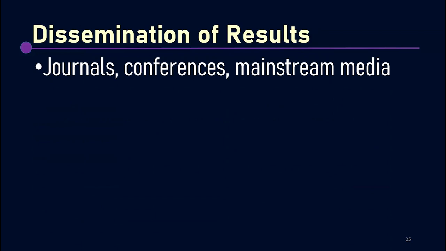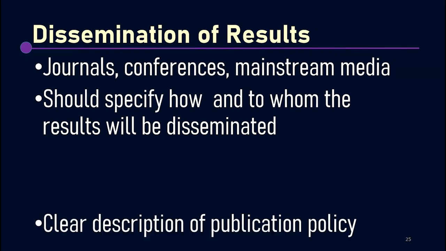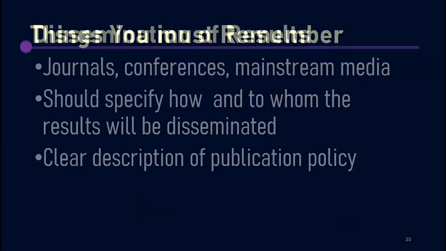Dissemination of the result is also one of the areas that needs to be described in your proposal. Typically it is the journal where your research result will be disseminated, but you can of course present the research results in conferences, or you can give them to the mainstream media, which is the less preferred mode. And you should specify how and to whom the results will be disseminated, and there should be a clear description of the publication policy.